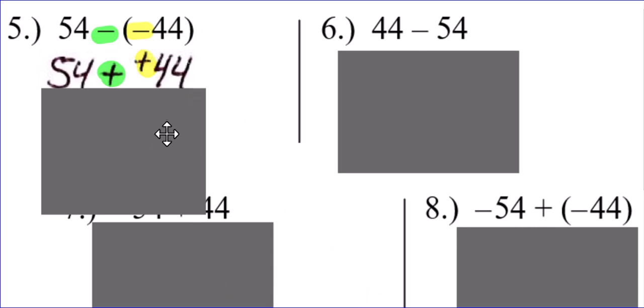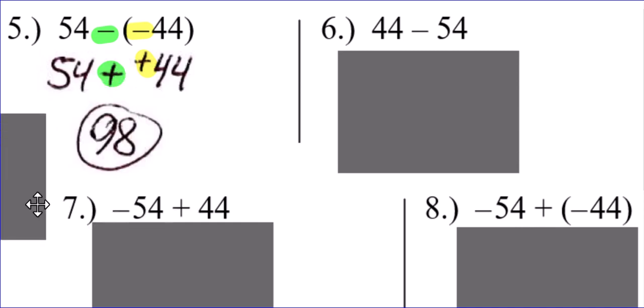And then stop looking at the original problem. Look at what we have now, 54 plus positive 44. Well, positive plus positive, that's like old school elementary school. Just add. So 4 plus 4 is 8. 5 plus 4 is 9. That's going to give you 98.